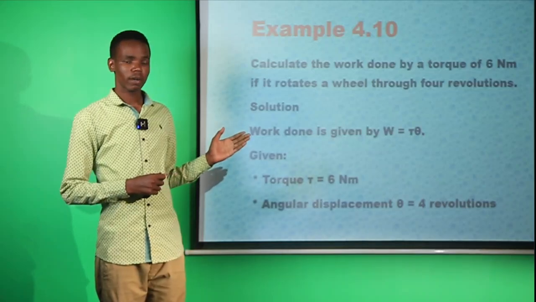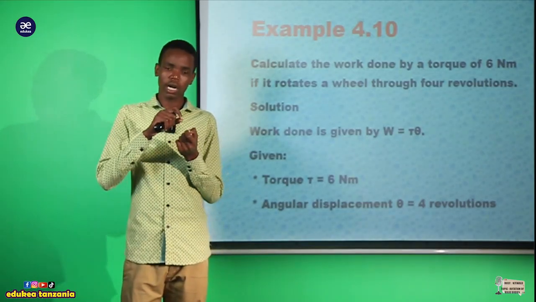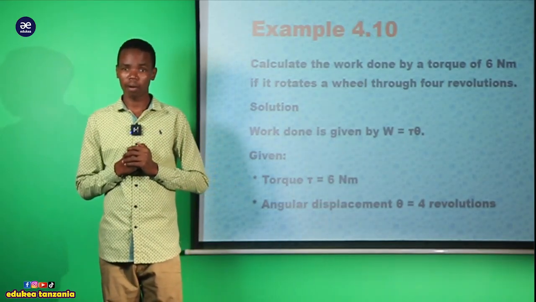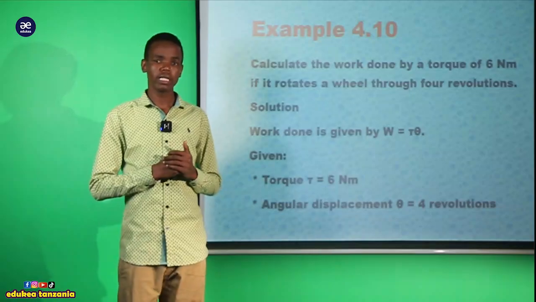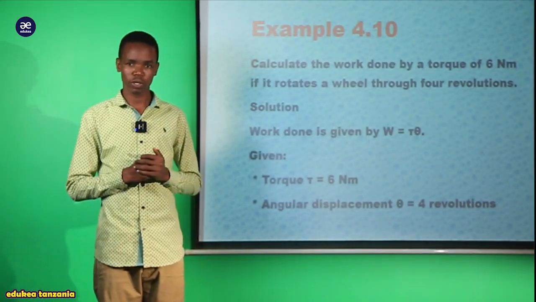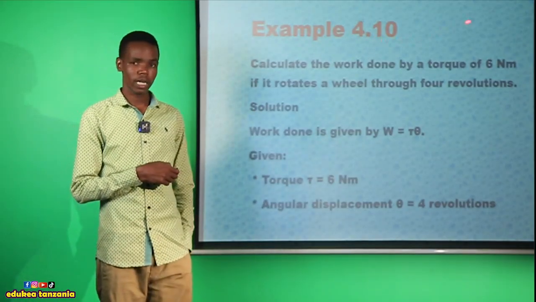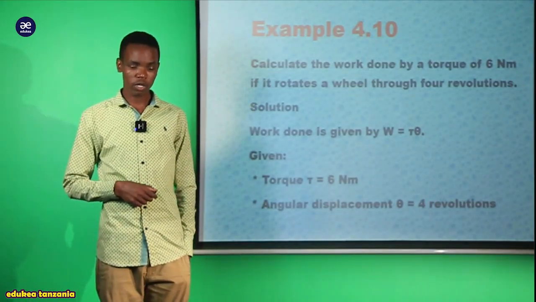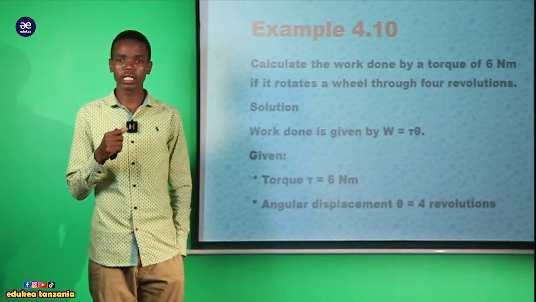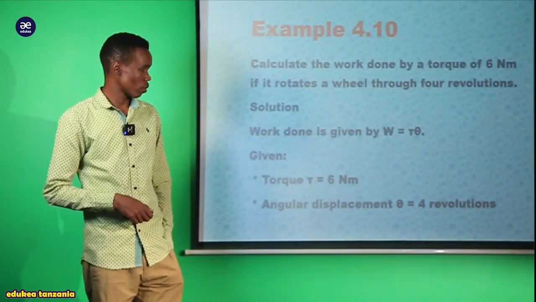So let us, after getting the formula of work done, which is equal to the torque times the angular displacement, now let us see an example related with what we tried to see, my dear students. Our example number 4.10 gives us the overview about the formula of the work done, how we get the work done. This is how it is trying to explain for us.